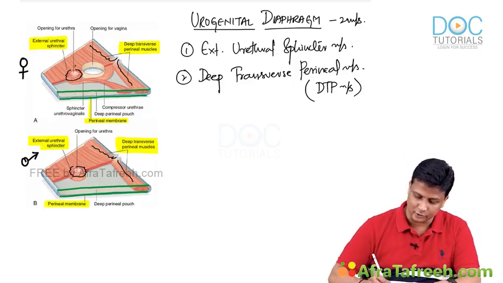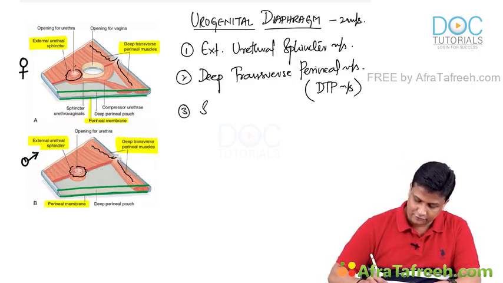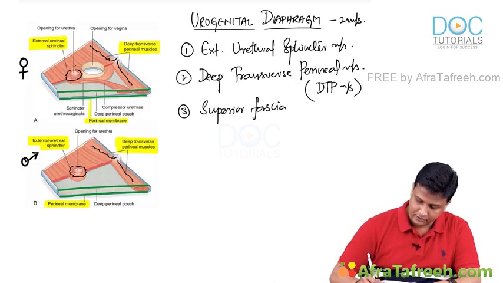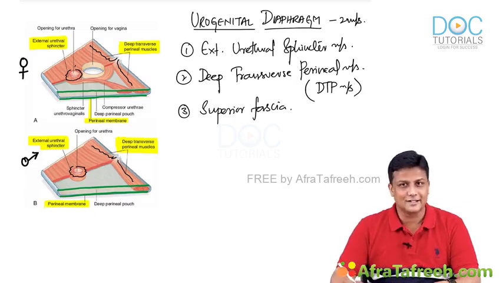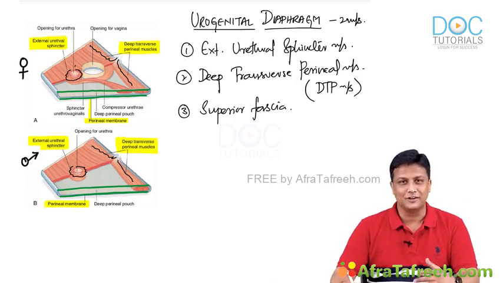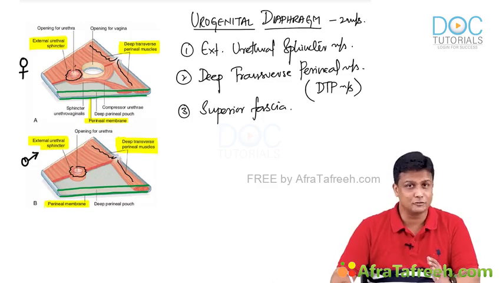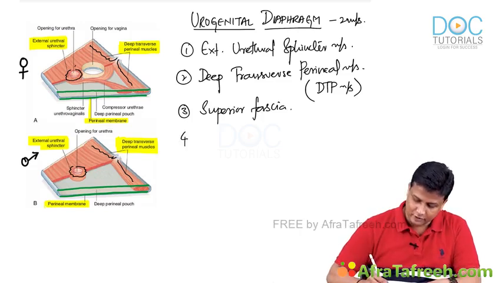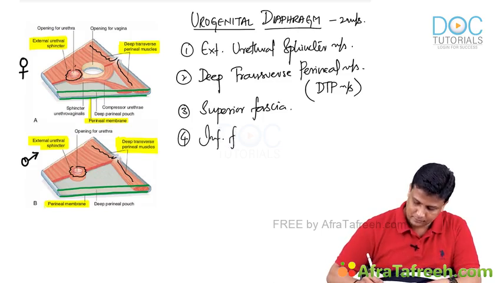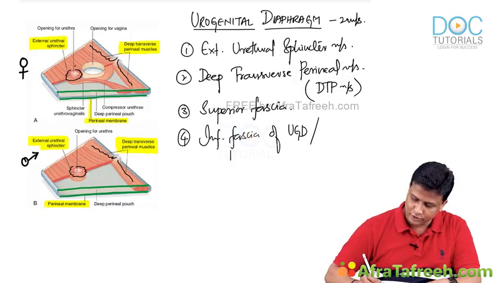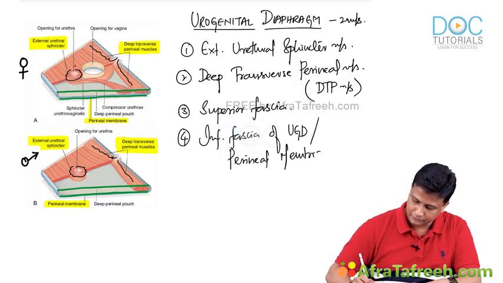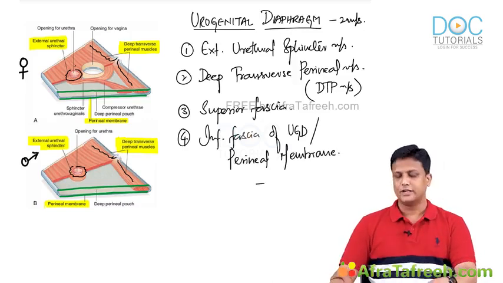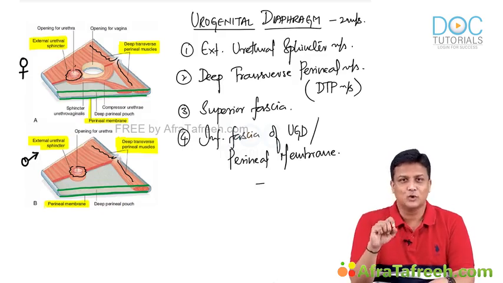So let us include this in our notes here. Please write down the full name, guys. Superior fascia. Why? Because usually we have a habit of writing just SUP, and I have seen most students while revising calling it superficial. It's superior fascia. Number 4, inferior fascia of urogenital diaphragm, which is also referred to as perineal membrane. Perfect. So that completes our next topic here, that is urogenital diaphragm.